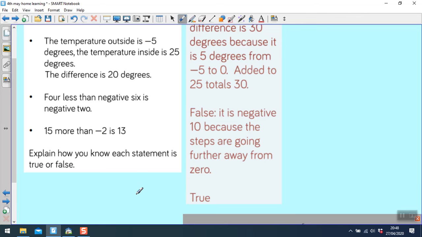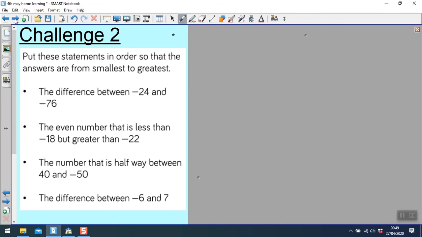15 more than negative 2 is 13. True. Negative 2, add 2 makes 0. Add 13 more equals 13, and that means you've added on 15 altogether.